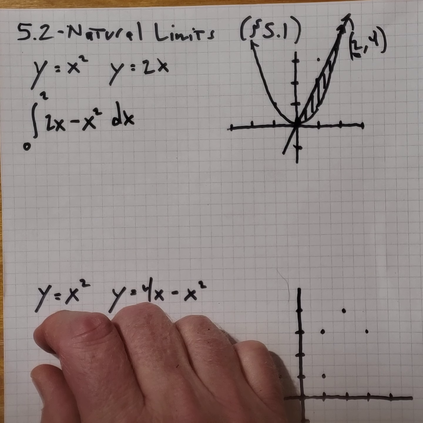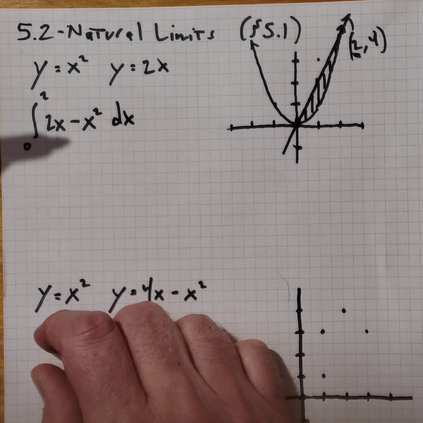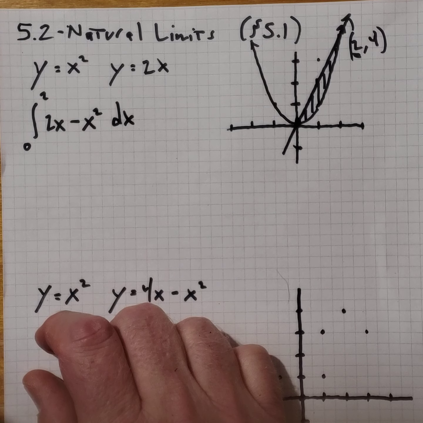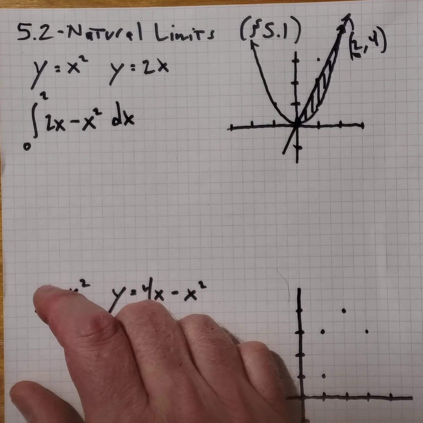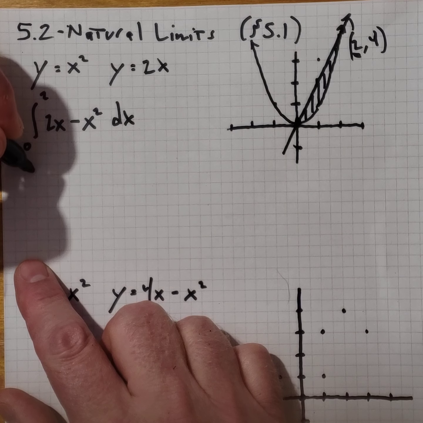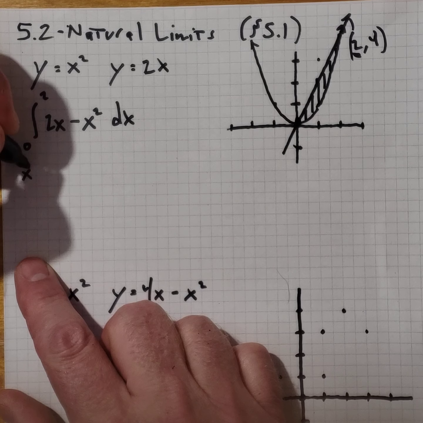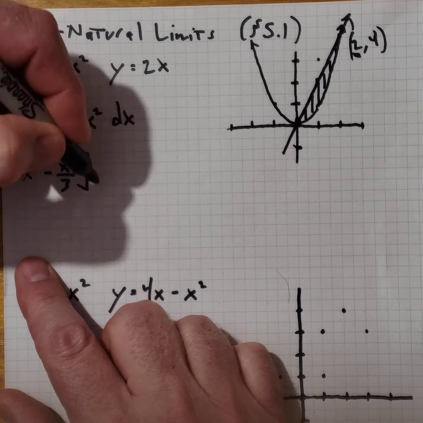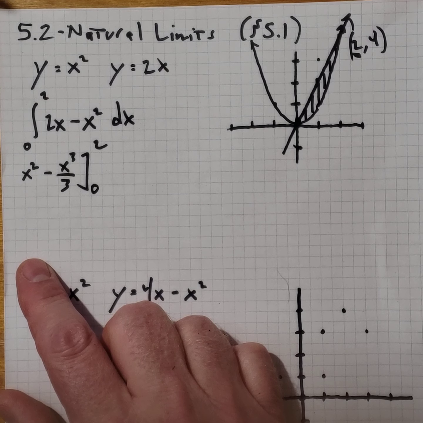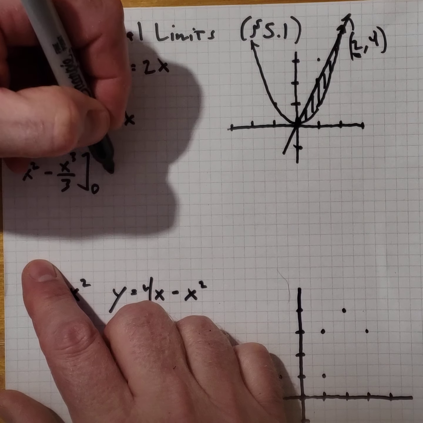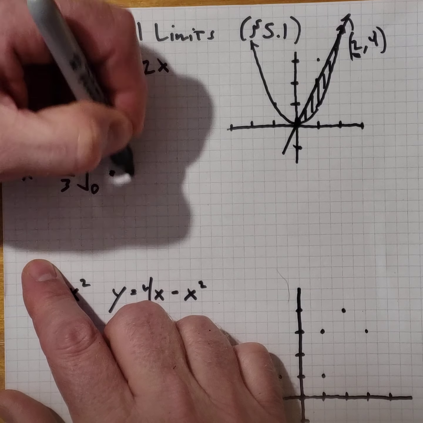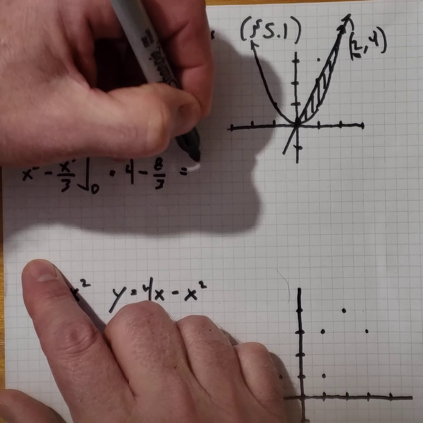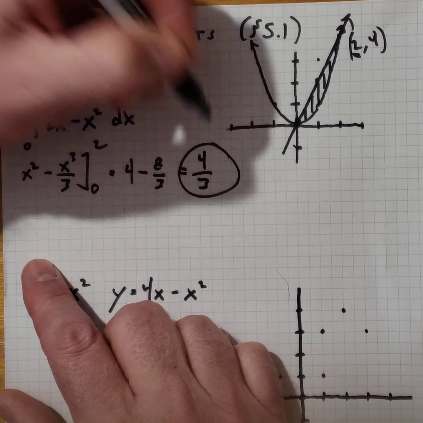Okay, now what happens if you put these in the wrong order? If you do the bottom curve minus the top curve, assuming you do everything else right, you just end up with the correct answer but with a negative sign in front of it. Our integral is x squared minus x cubed over 3 from 0 to 2. And that'll be what? x squared, that's going to be 4, and then minus 8/3, which is 4/3.